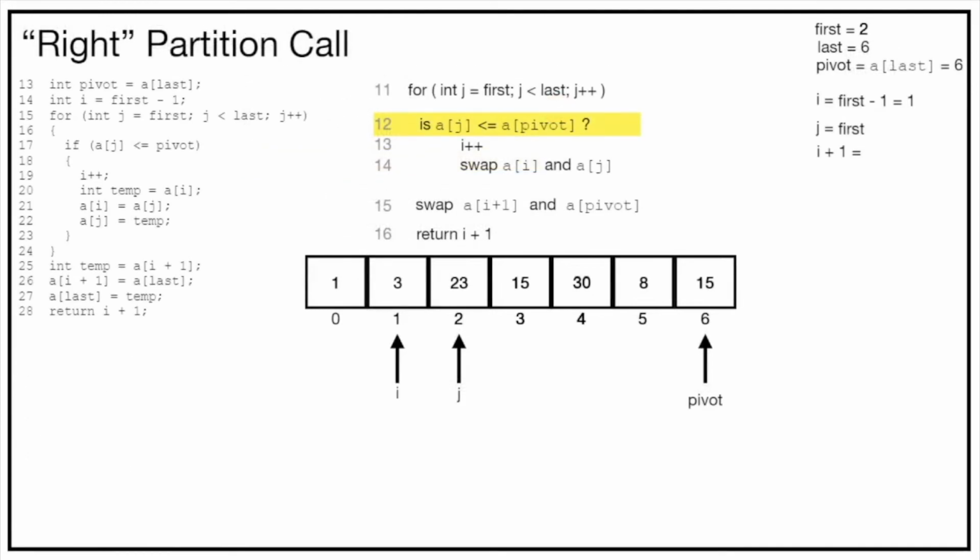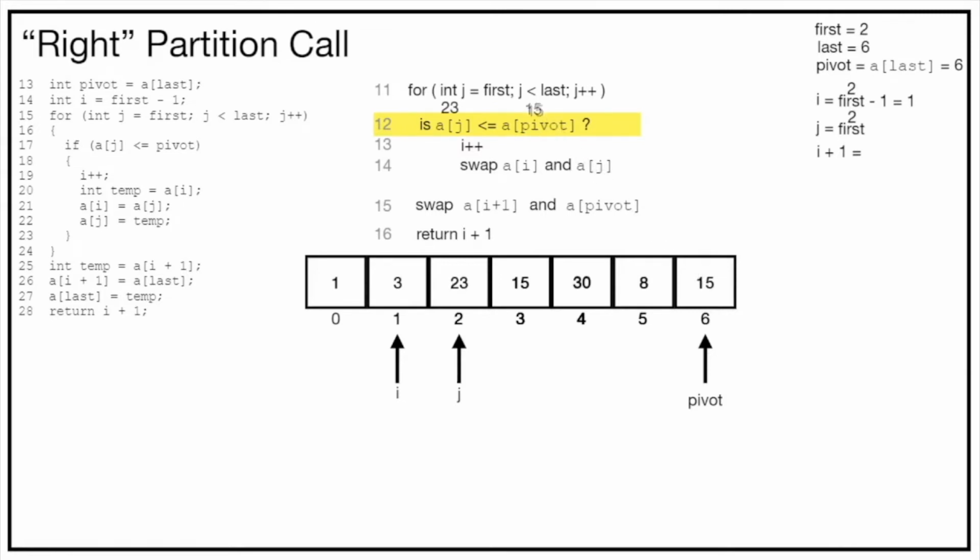Here, we repeat the same set of instructions as the last partition call. We traverse through the beginning of our array, first, up to the element before our pivot. While we do this, we compare the elements j and the pivot. First, we initialize our variables. i is equal to first minus 1, which is 1, and j is equal to first. We can then begin the comparisons.